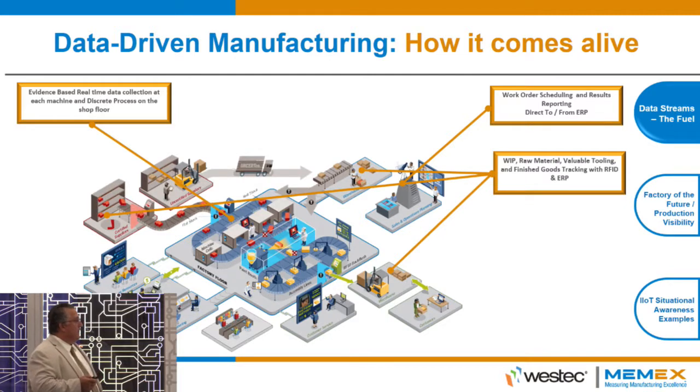If we want to get really elegant, we can do work in progress, raw material, tooling, so high value tooling. We can actually use RFID and track it through the factory so that we know where it is, and we can bring it to a machine to produce that part before that machine is actually set up to run that part, if we know that it's coming.